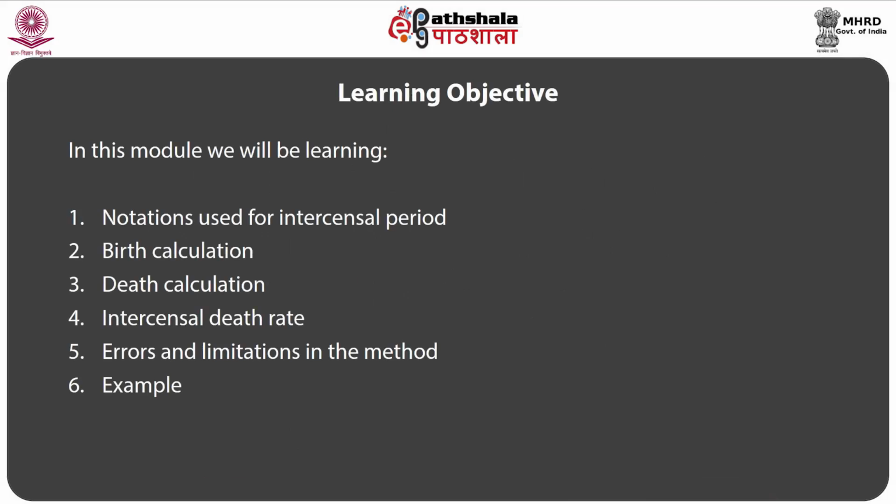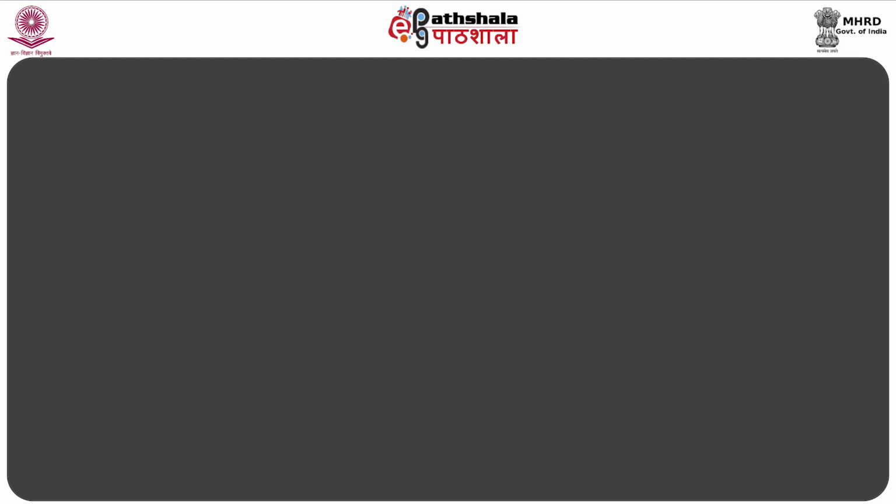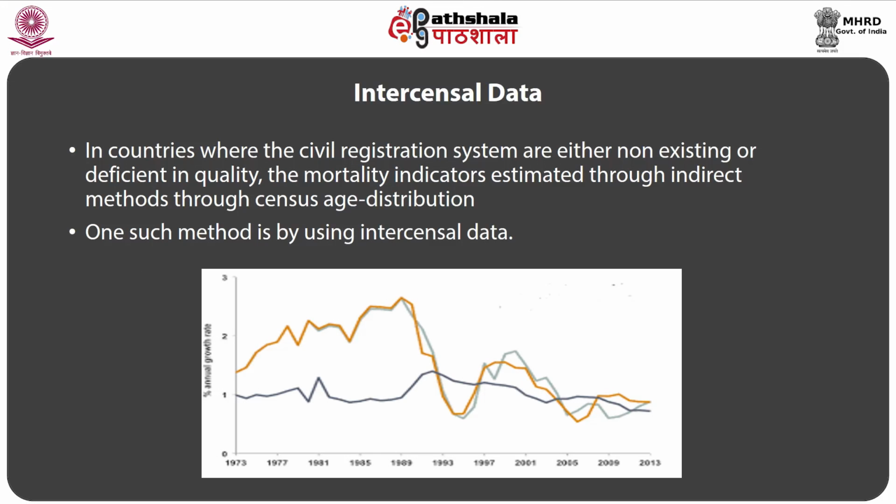Learning objectives. In this module, we will be learning about: number 1, notations used for intercensal period; number 2, birth calculation; number 3, death calculation; number 4, intercensal death rate; number 5, errors and limitations in the method; and number 6, an example. In countries where the civil registration systems are either non-existing or deficient in quality, the mortality indicators are estimated through indirect methods using the census age distribution. One such method is the intercensal method.